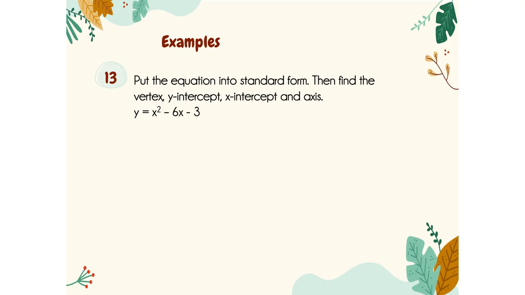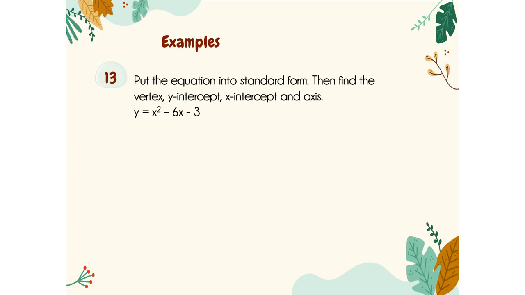So let's go ahead and find some of the information for this. Looking at it, find the vertex. Axis of symmetry is what I would do next because my axis of symmetry comes from my vertex. And then I would find my intercepts next.